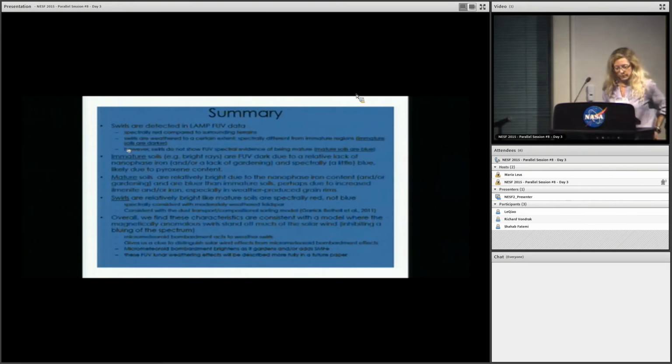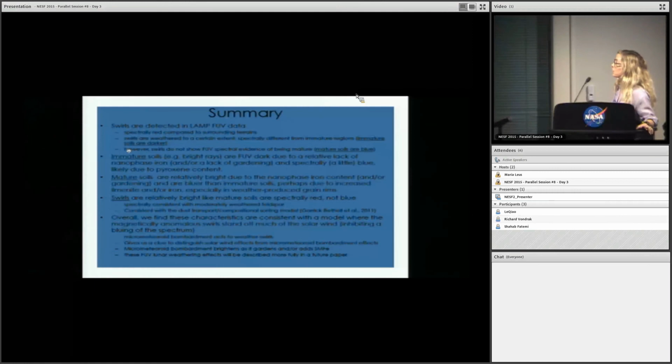So I'm going to summarize here. These are small words here, but I'm going to try to step through them if I have time. We see the swirls in the LAMP FUV data. They're spectrally red compared to the surrounding terrains.